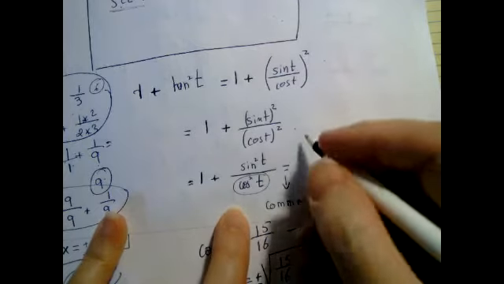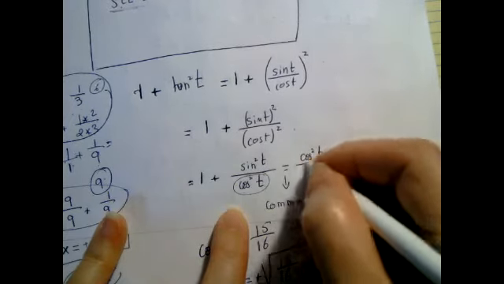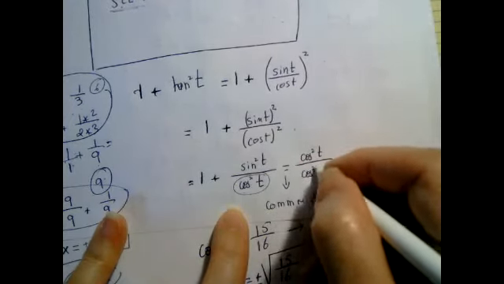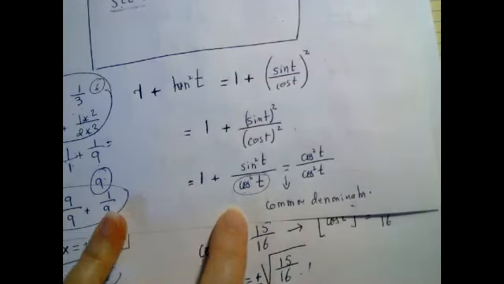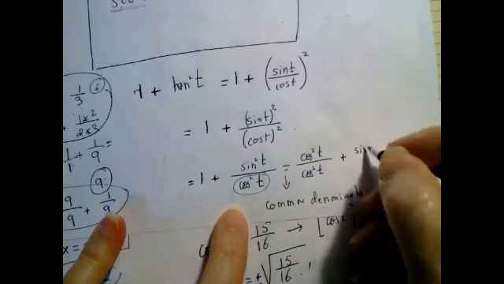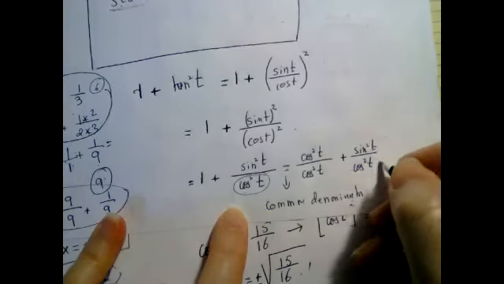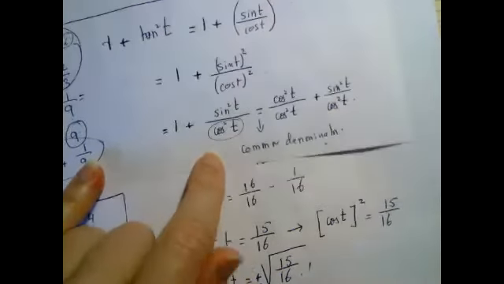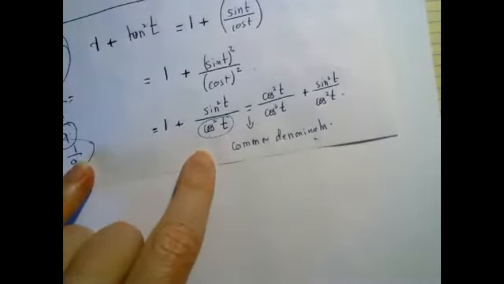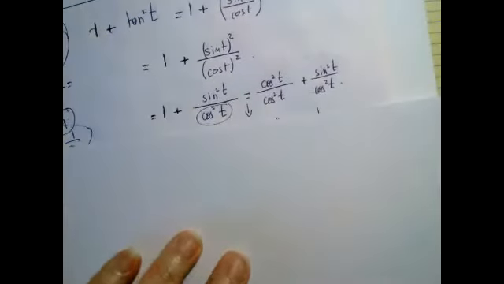So let's see how we're going to do that. 1, I'm going to multiply this by cosine square, divide by cosine square. So I'm not changing anything. Plus the sine square over cosine square. So as I realized, I didn't really change anything. I just find the common denominator. Now I'm going to combine.